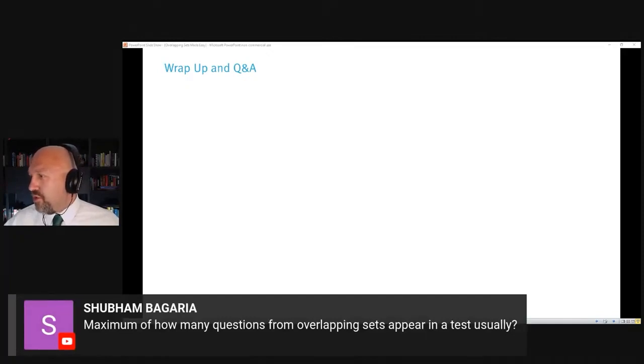All right, Shubham asked the question: maximum of how many questions from overlapping sets appear in a test usually? So it varies. As you know, it is an adaptive test, so it's going to vary. I would answer the question this way.